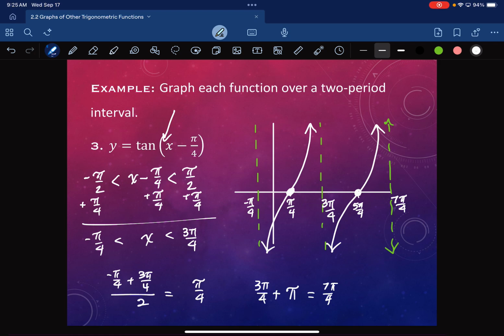Okay, how are we doing? Are we okay? Okay, we have two more graphs. What are they?